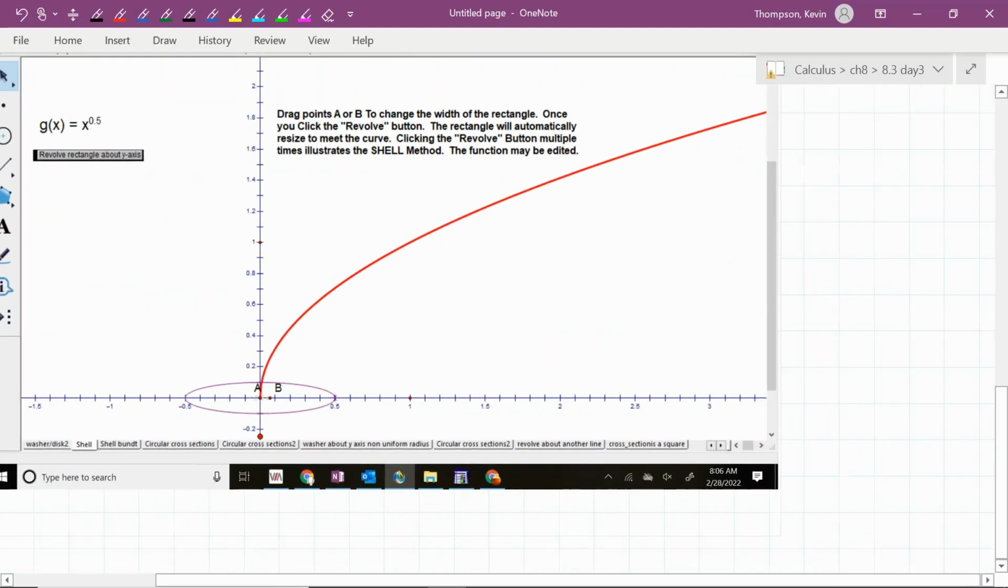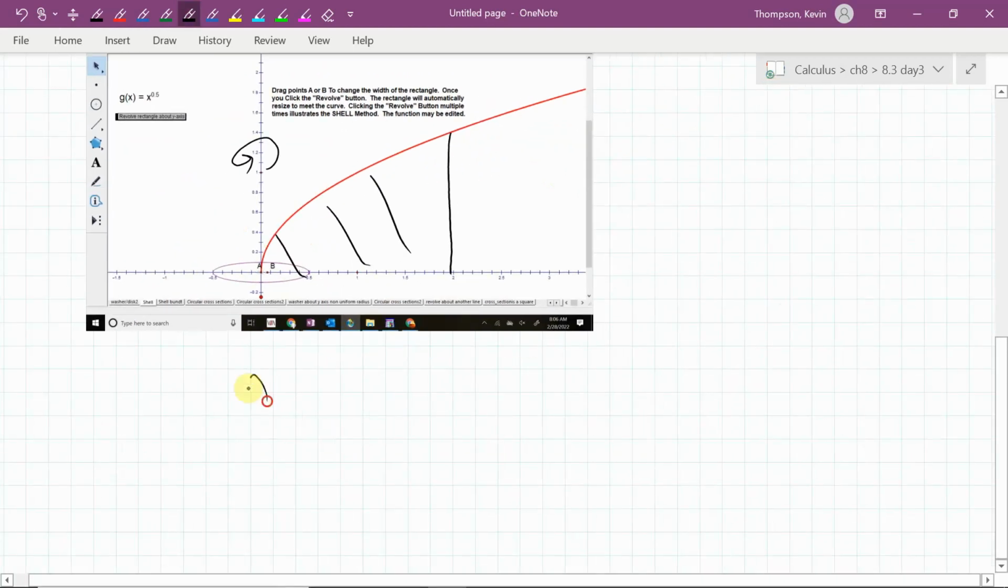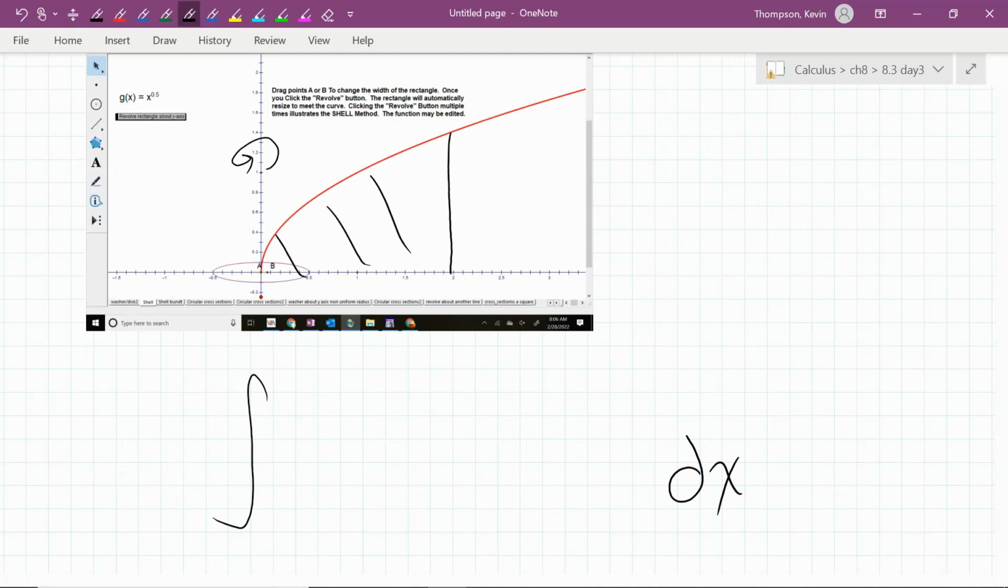What if I really want to integrate this dx? Okay, same region, same revolution, but I want to integrate it dx. That's where I'm starting this thought. With this shell method, what's helpful is that it's another perspective to get the same answer that might be easier in some circumstances. So you should be able to do either washer or shell, and it's just going to mean some differences in the calculation.